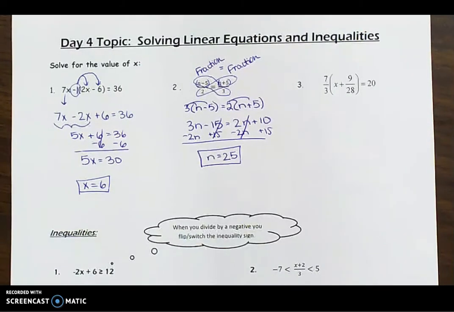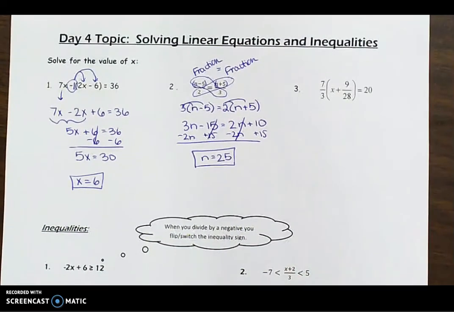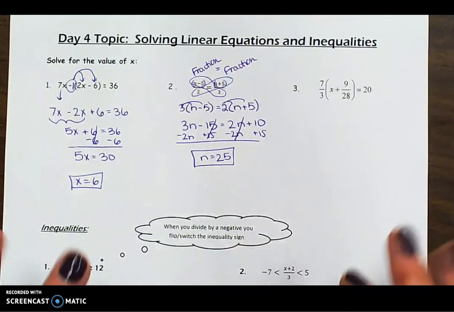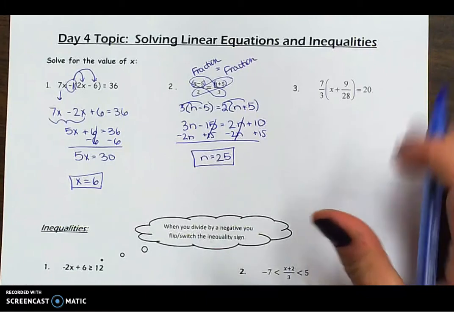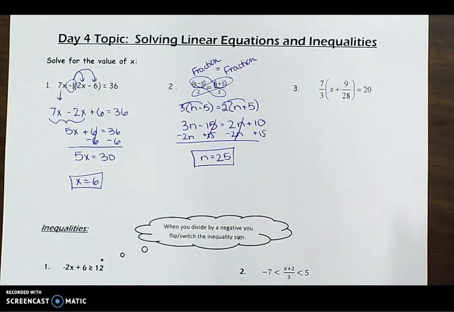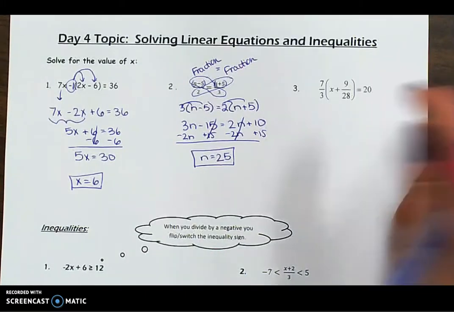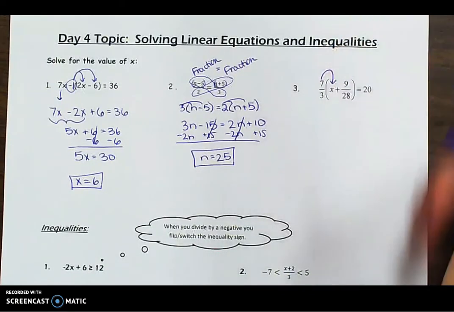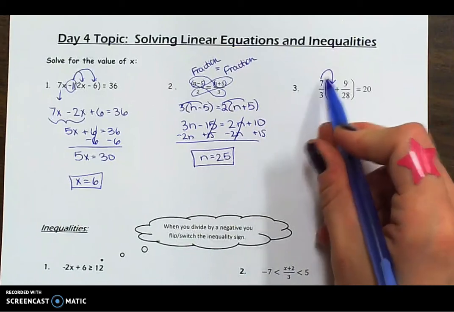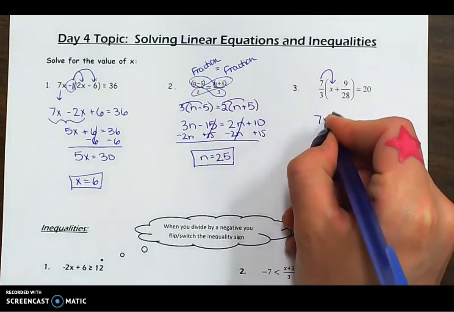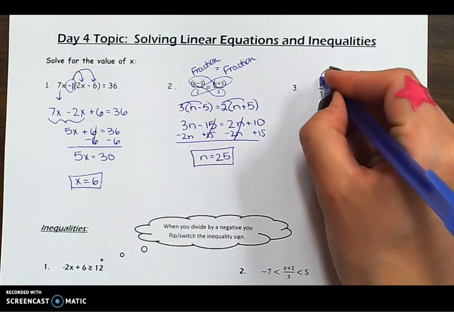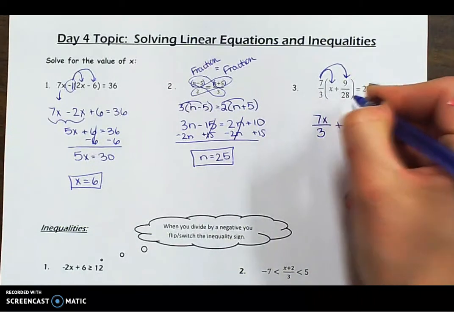Okay, next, I'm going to try an equation where there are fractions. I know this gives everybody the heebie-jeebies, but it's okay. Remember, fractions are just numbers. So just like we did in the first problem, we're going to distribute. So 7 over 3 times x is going to be 7x over 3. Plus, now I'm going to take 7/3 and multiply it by 9 over 28.